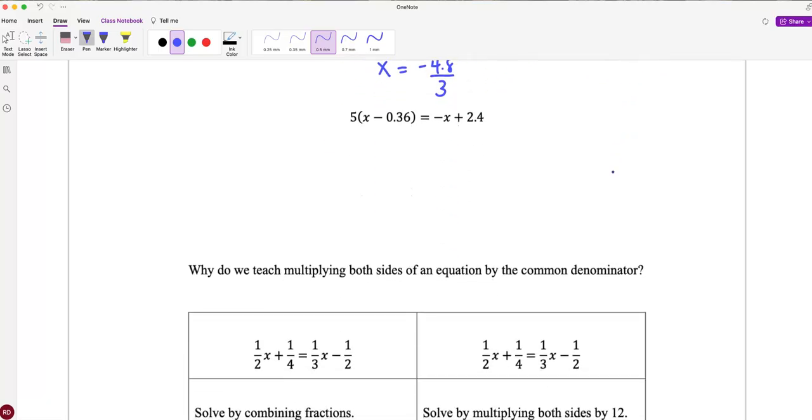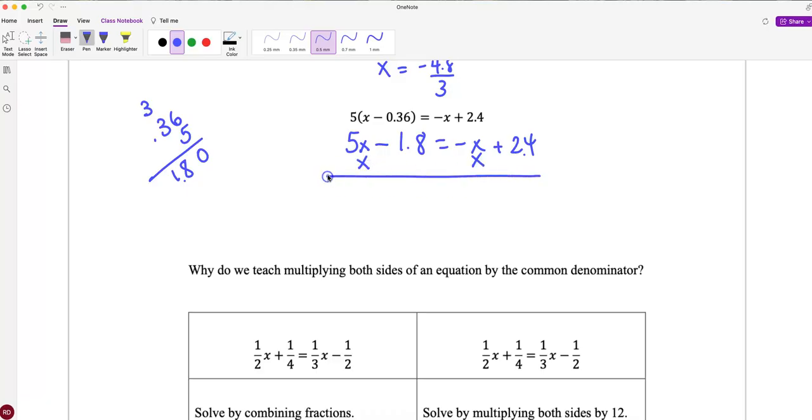When I see this, same thing, I'm going to need to distribute. So 5x, and then 5 times 0.36. So 5 times 0.36. 5 times 6 is 30. So that's going to be 180, and 2 decimal points, 1.8. So 5x minus 1.8 equals negative x plus 2.4. If I add x to both sides, I get what? 6x minus 1.8 equals 2.4.